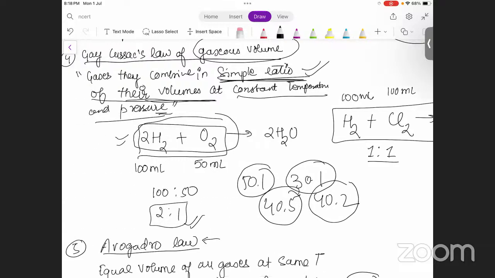2:1 is for when I'm reacting hydrogen with oxygen, which is giving me water. And in water, what I can see is that the ratio of hydrogen to oxygen is 2:1. So I would require 2 volumes of hydrogen and 1 volume of oxygen.